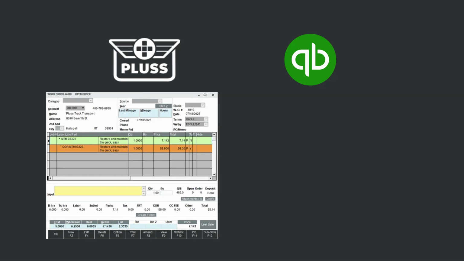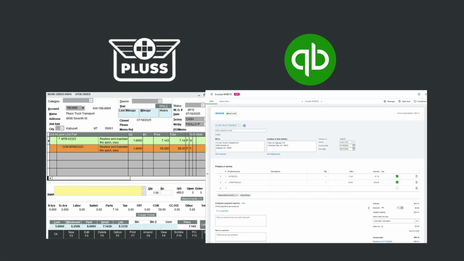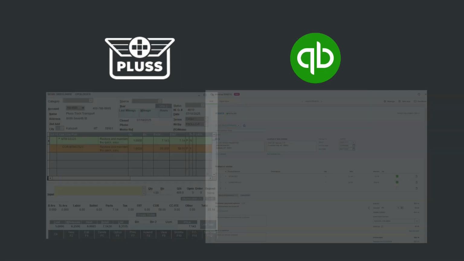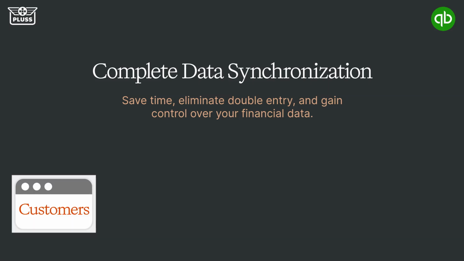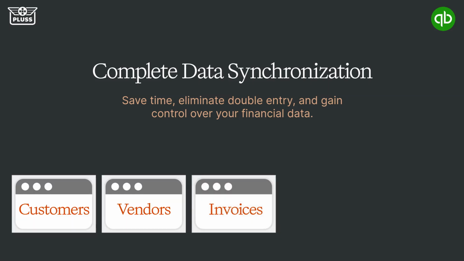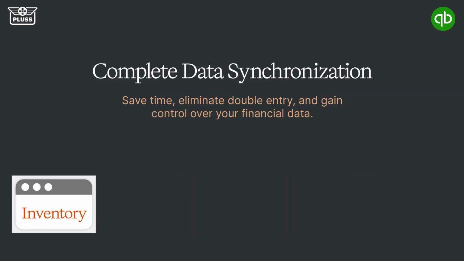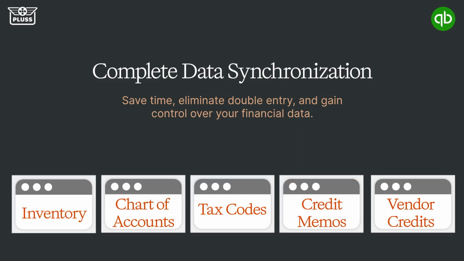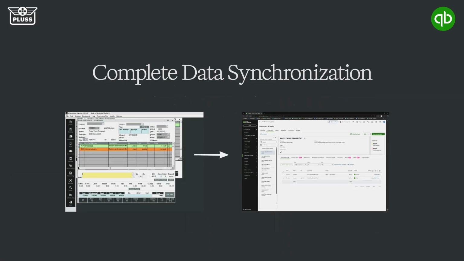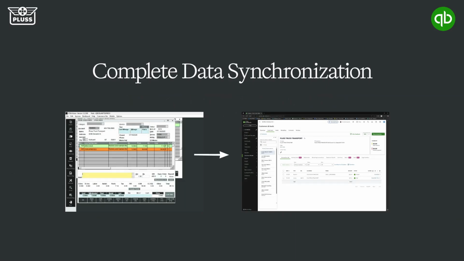Every invoice flows over with full-line item detail, not just summary journal entries, ensuring accurate reporting and clear financial visibility. Our integration synchronizes all your essential business data in real time between both systems. This includes your customers, vendors, invoices with complete line item details, payments and bills, inventory items and adjustments, chart of accounts, tax codes, credit memos, and vendor credits. This comprehensive synchronization ensures that your business operations and financial records are always aligned and up to date.